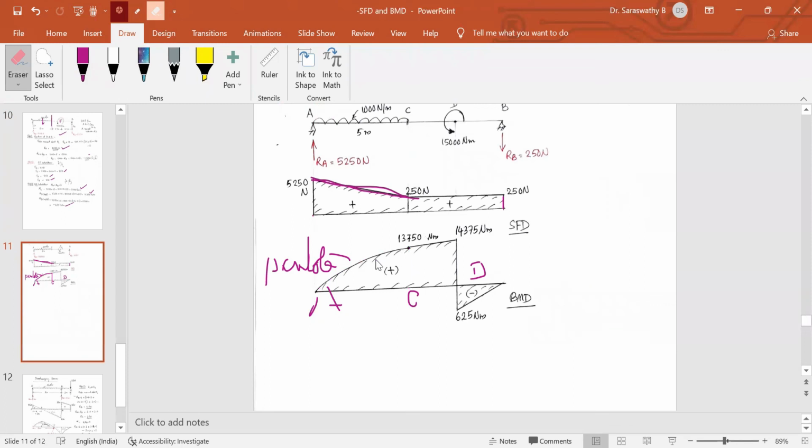So this is how to draw the bending moment diagram in the case of a beam subjected to a bending moment. In the case of a beam with a bending moment, we have to consider the moment values just to the left as well as right.